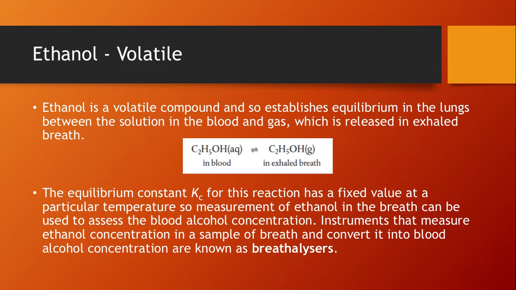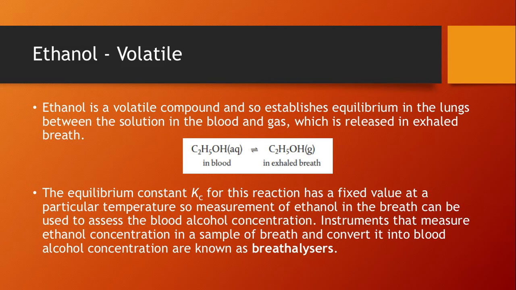Ethanol is a volatile compound, and so establishes equilibrium in the lungs between the solution in the blood and gas, which is released in exhaled breath. So when we intake an alcoholic drink, that ethanol is dissolved, so it's aqueous, and it establishes this equilibrium, which we can see in the equation, with the alcohol that is the vapor when we exhale it. So the equilibrium constant for this reaction has a fixed value at a particular temperature, so measurement of ethanol in the breath can be used to assess the blood alcohol concentration.